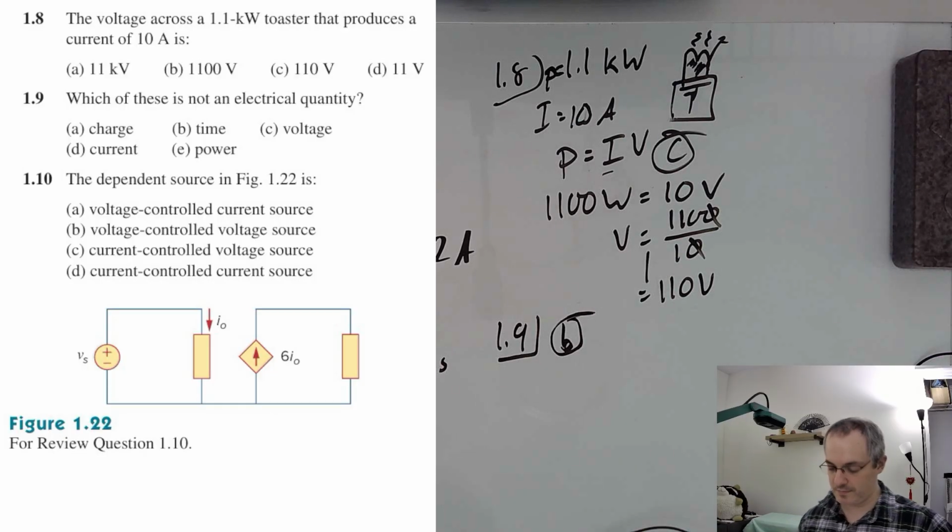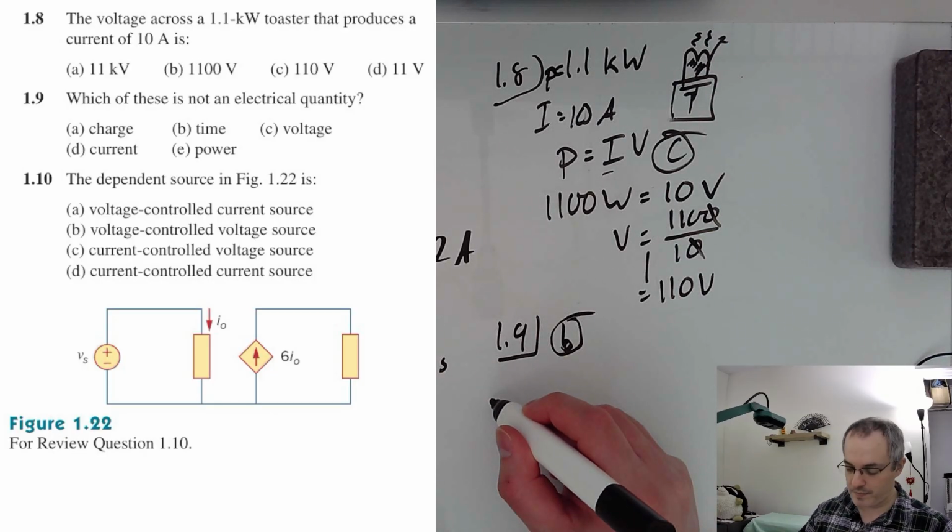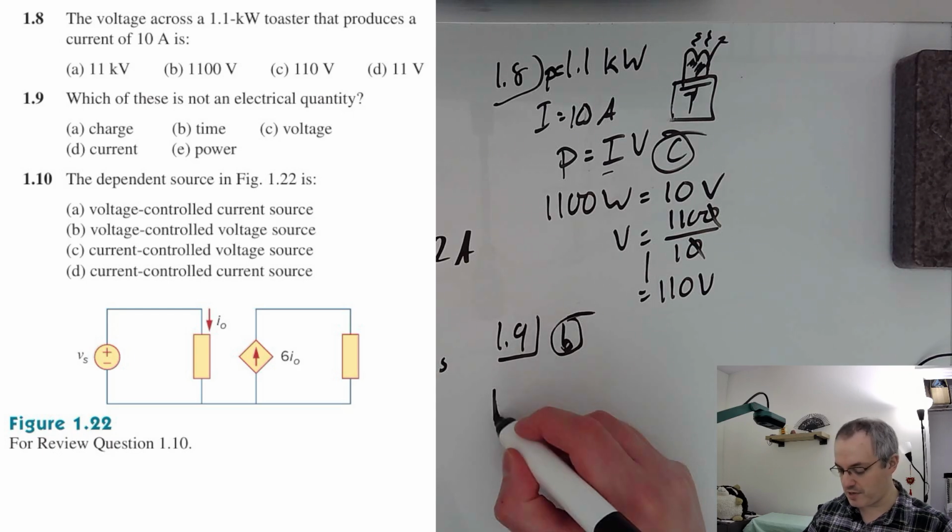Stopwatches do time, right? Hourglasses use time, stopwatches use electricity.